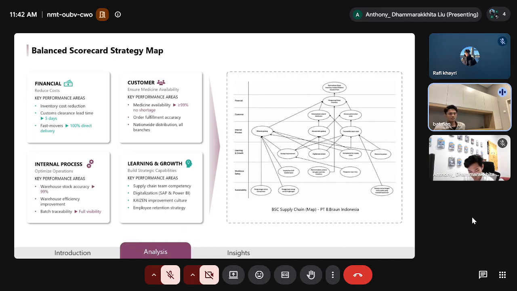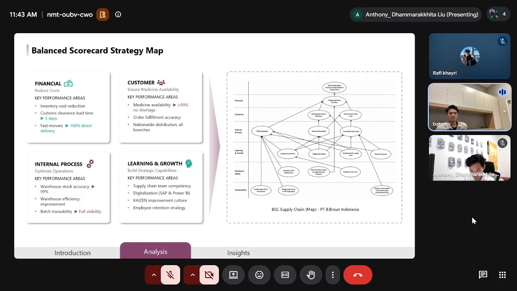The third perspective is internal process. The goal is to optimize operations. Here the company wants 99% warehouse stock accuracy, better warehouse efficiency, and batch-based traceability so every product can be tracked. The fourth perspective is learning and growth. The goal is to build strong capabilities for the future. This includes training the supply chain team using digital tools like SAP and Power BI, applying the Kaizen culture of continuous improvement, and keeping good employees.